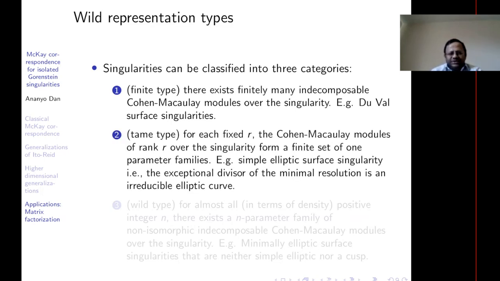The slightly more general kind of singularities are of the tame representation type, which is to say that for every integer r, you only get a finite set of one-dimensional families of maximal Cohen-Macaulay modules of rank r over this singularity. You only get finitely many such one-dimensional families for a fixed r. Examples of these are simple elliptic singularities, which are the singularities where, in the minimal resolution, the exceptional divisor is just an irreducible elliptic curve.